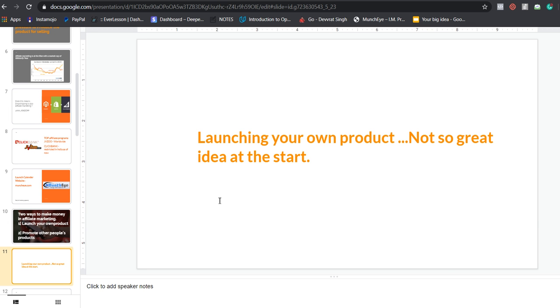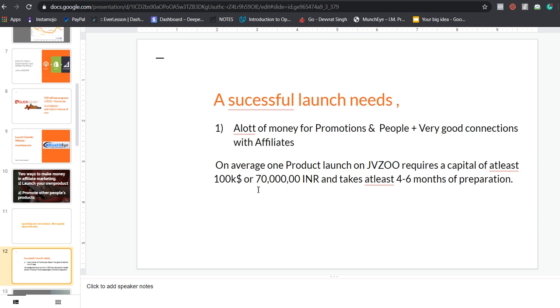Launching your own product is not so great an idea at the start. There are certain things that you must have before you even consider launching your own product for such affiliate programs. First of all, you will need a lot of money. A lot of capital is required, and a lot of people. You have to hire advertisers, affiliates, and coders to build your product. On average, one product launch on JVZoo requires a capital of at least $100,000, which is equal to like 70 lakhs.